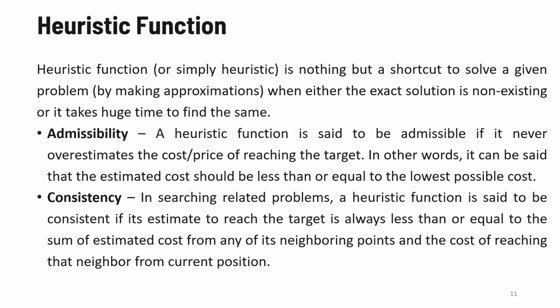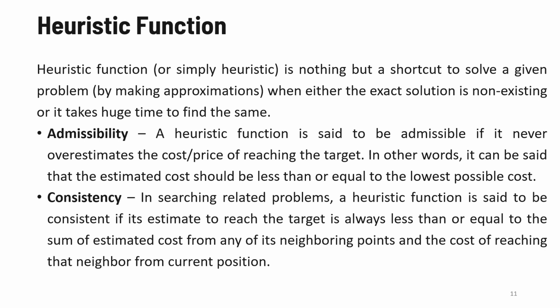So the heuristic function can be defined as h of n equal to the estimated cost from the node n to the goal node. So n is the current node and h of n is the estimated cost to reach the goal. There are two important characteristics of the heuristic function. One is admissibility, the second is consistency.